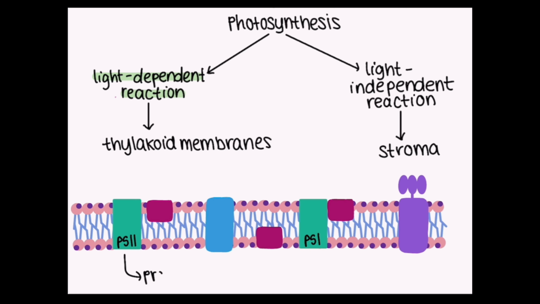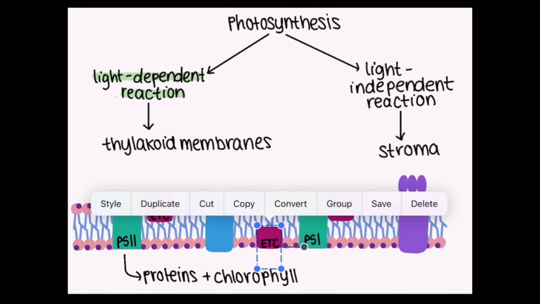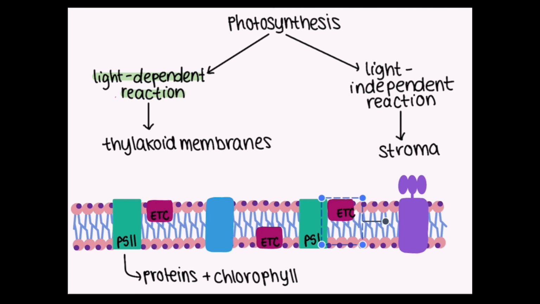First up on the diagram, we have got photosystems, so the green proteins that are spanning through the membrane. We've got photosystem 1 and photosystem 2. Now, what photosystems are is they are complex groups of proteins and chlorophyll, so light-absorbing pigments. And like I said, there are 2 of those in the membrane. Photosystem 2 is the first one that we come across, and then photosystem 1, the second one, a little bit further along the membrane.